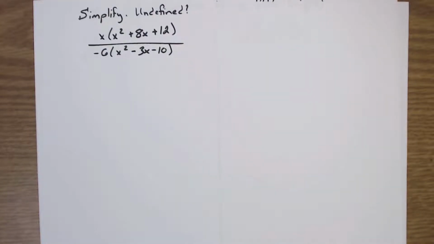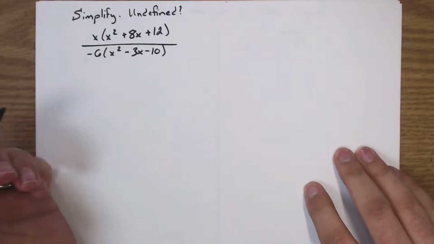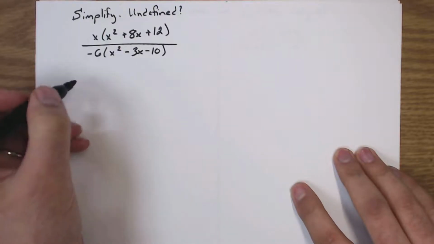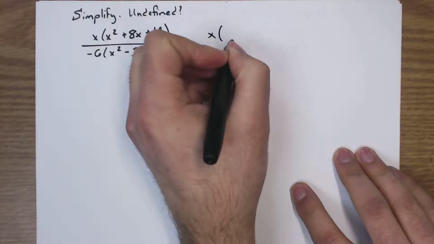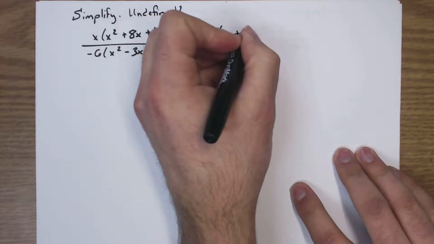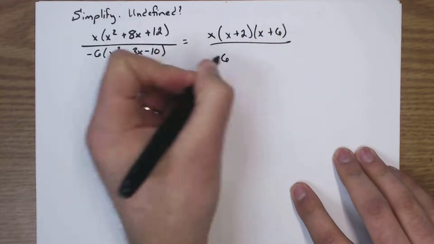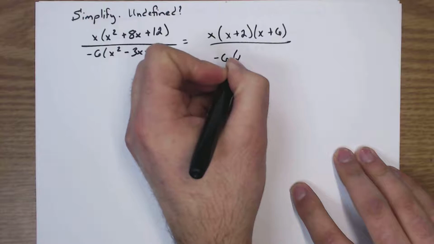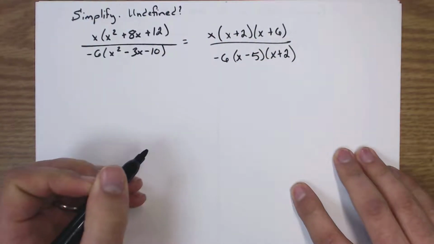There we are. We're going to simplify, and we're going to determine where this is undefined. So you'll notice in this one, I have to factor both the top and the bottom. So let's get going with that. We have an x all the way on the outside, and then we have, let's see here, that factors to an x plus 2, x plus 6. Then the denominator, there's a negative 6 floating out there. We have x minus 5, x plus 2.